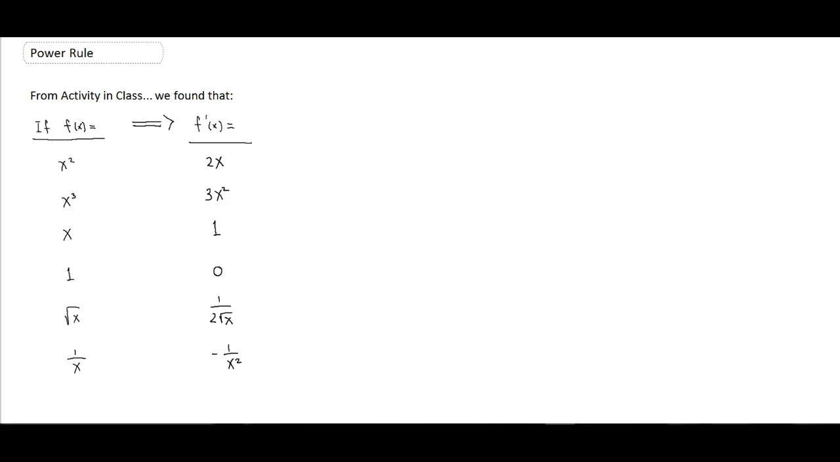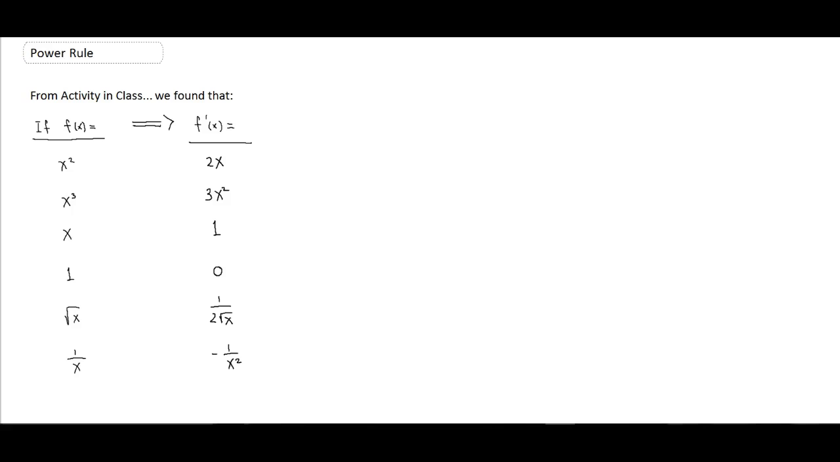So the first thing that we're going to learn is what's called the power rule. And so we can actually use the result of what we did in the activity to deduce this rule. So what I want to do first is to write all these functions that we differentiated using the power. So meaning that I want to write every single one of these as x to a power. And I think I already had that on the handout that you guys used, but let me just use that.